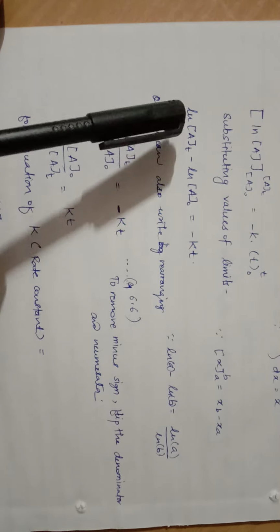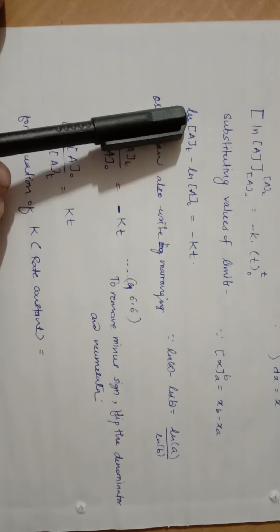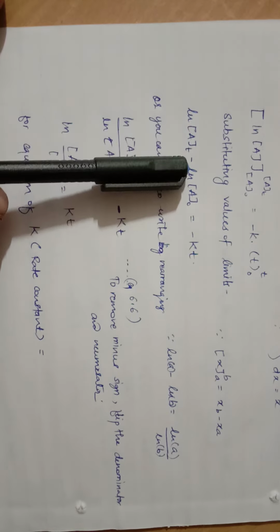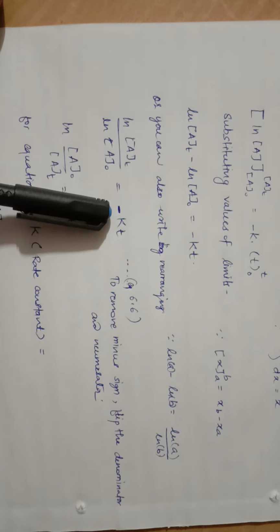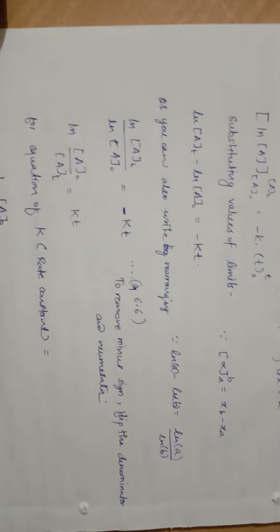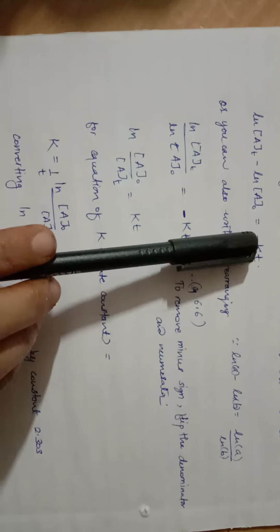We have to do the same thing, that is ln A_t minus ln A_0, right? So just write ln of A_t divided by A_0, and minus kt as it is. Now just see, we have to remove this minus sign. Up to this it is clear. Now we have to remove this minus sign.